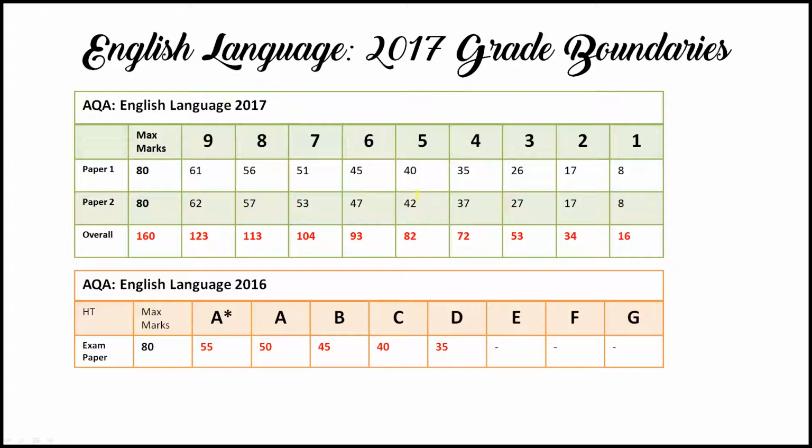Same goes with an A. Last year you needed 50 marks out of 80 to get an A, and this year you need around 51 to 53 marks to get an A.